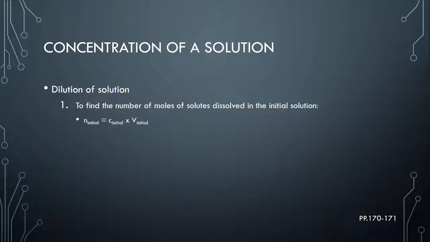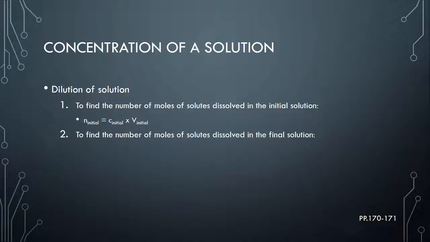That can be found if you follow this formula. Number of moles of initial equals C initial times V initial. So n is in moles, C is in moles per liter, and V is in liters. For you to find the number of moles in the final solution that was made, you can pretty much do the same thing. n equals C times V.